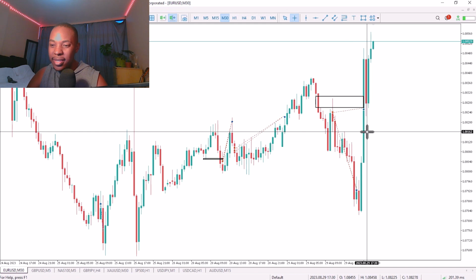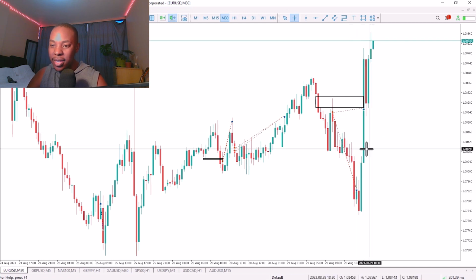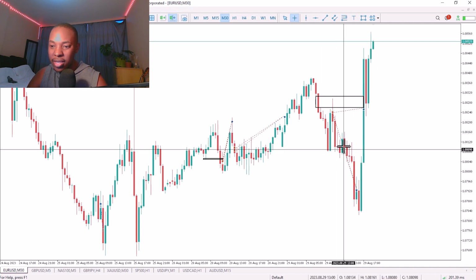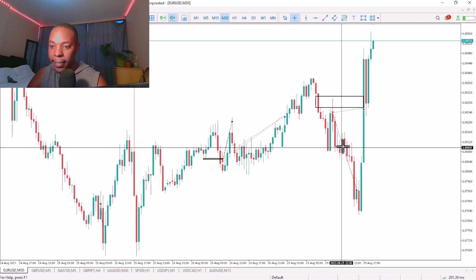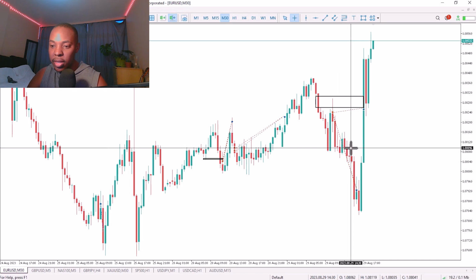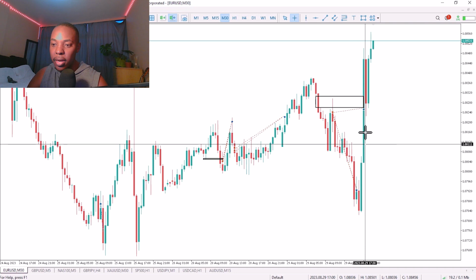I put my SL, actually I put it here, right in the zone, looking at this order block. I just put it around this zone here, so that if it goes into this area, it's fine, I can go out. But what happened is it closed me up there.